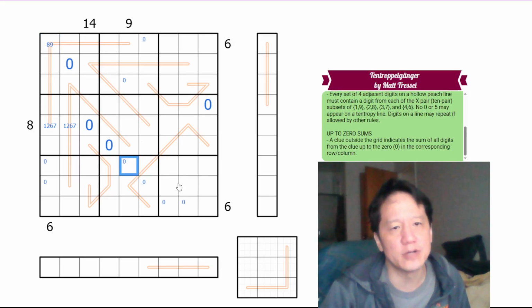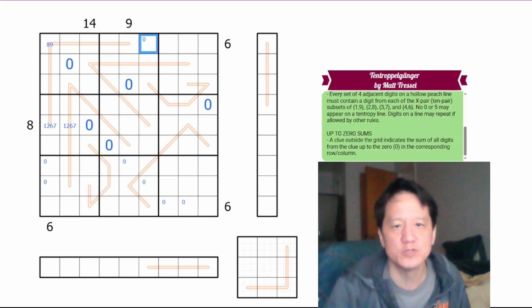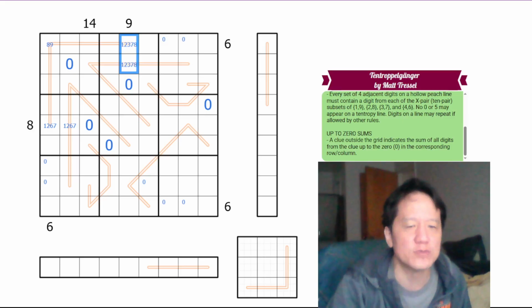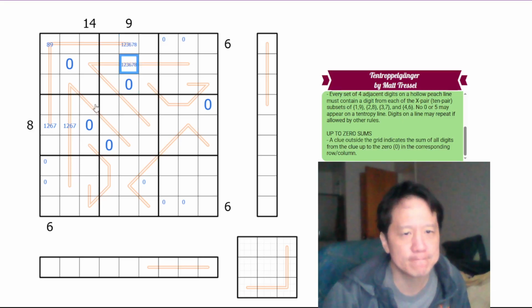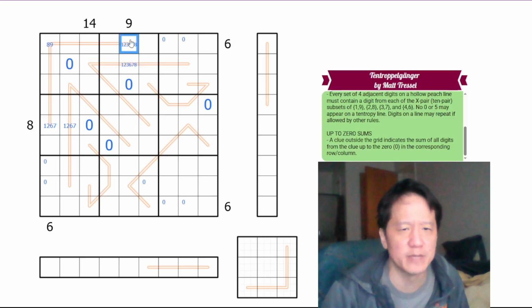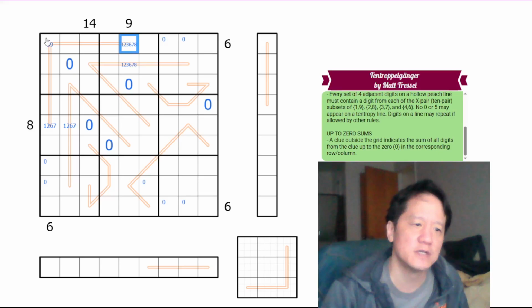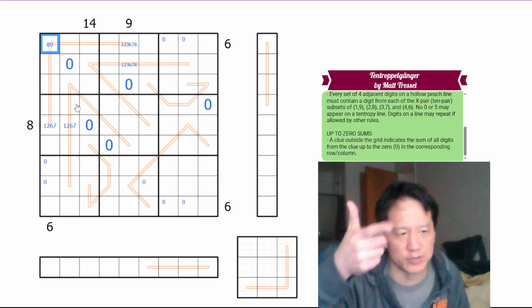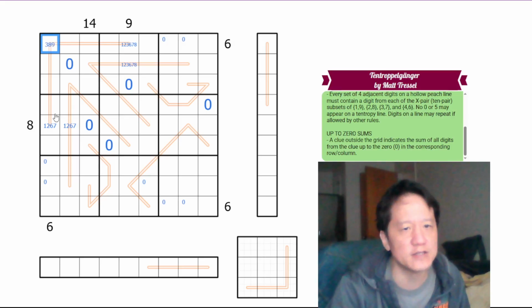0 cannot appear here because that's going to be 6 digits adding up to that, which is not possible. So 0 has to be here, which means this can't be 0 here. This has to be 0 in one of these 2 cells. This must be either 1, 8, 2, 7 or 3, 6 here. So this digit must be the same as this digit because their corresponding set here must be the other digit, right? So we have 9, 8, and this is 3, 4.